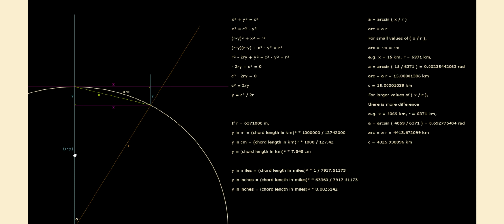And we can rearrange c squared equals 2ry to say that y equals c squared over 2r. This is a generic formula for any circle where you're drawing this.